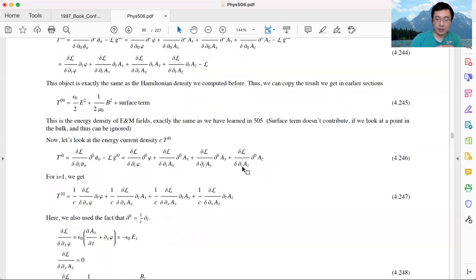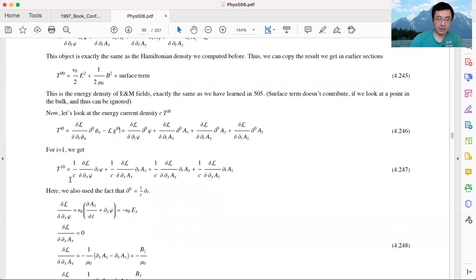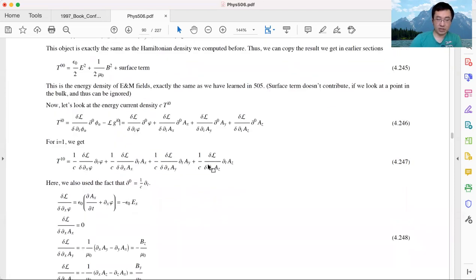According to the 4-dimensional formula, the derivative of 1 is partial x. So partial 1 is actually partial x. The denominator derivative becomes partial x for i equals 1. And for the numerator, the derivative 0 is 1 over c partial t. 1 over c is here, and partial t is here. I should do this for all the 4 terms. So at the end T10 is just this.